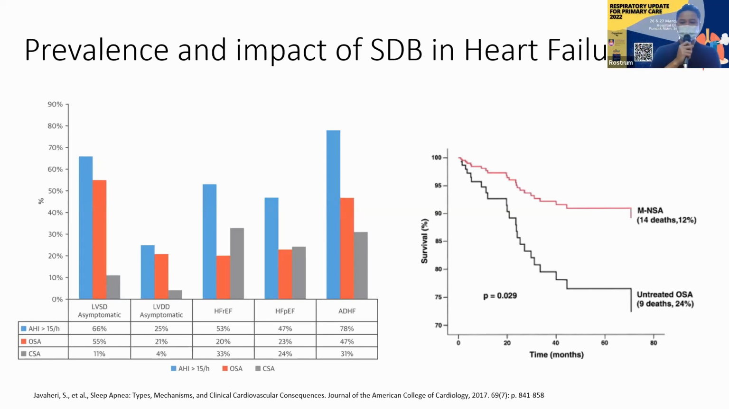47% out of 263 patients with heart failure with preserved EF had moderate to severe sleep apnea, of whom 23% have central sleep apnea and 24% have obstructive sleep apnea. Above all, heart failure patients with OSA have poorer prognosis compared to those without obstructive sleep apnea.